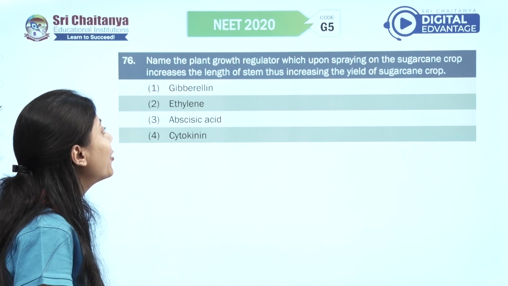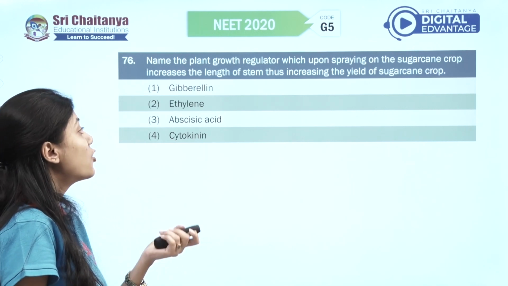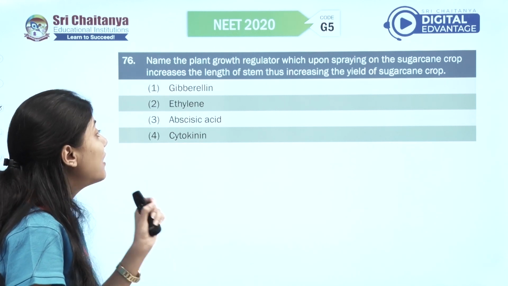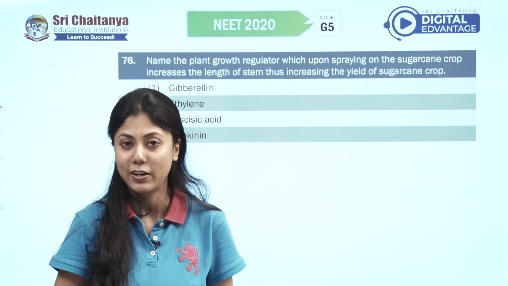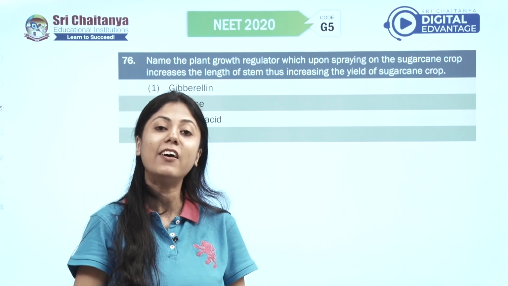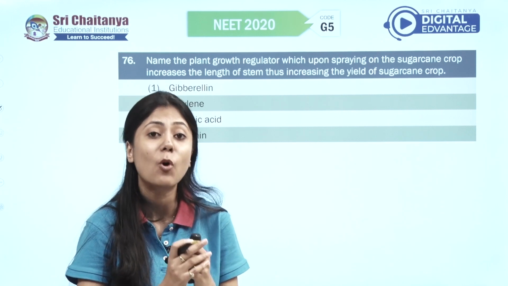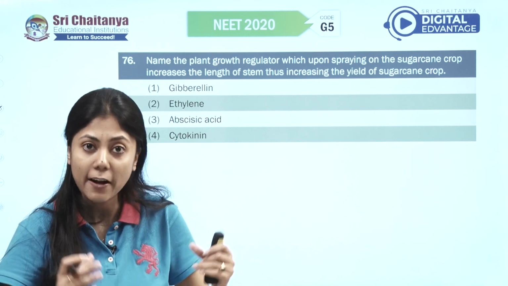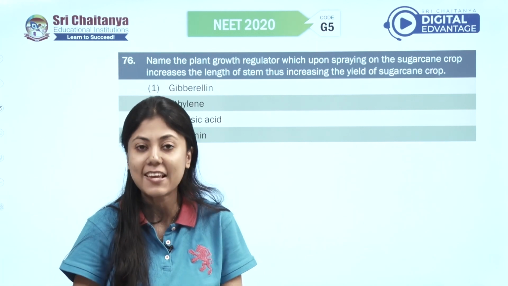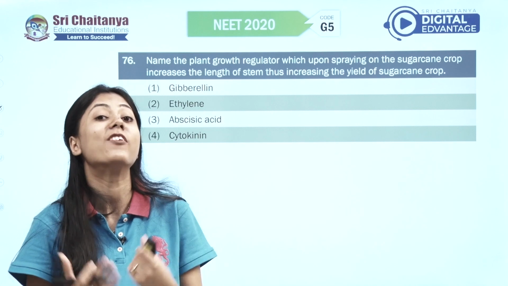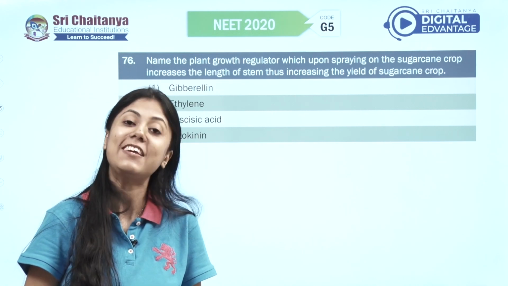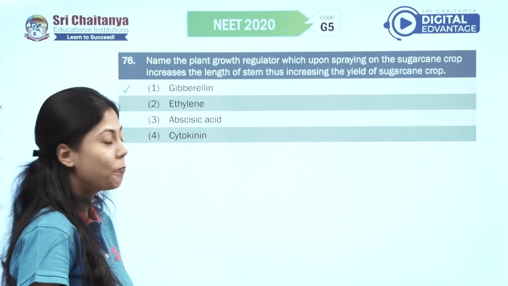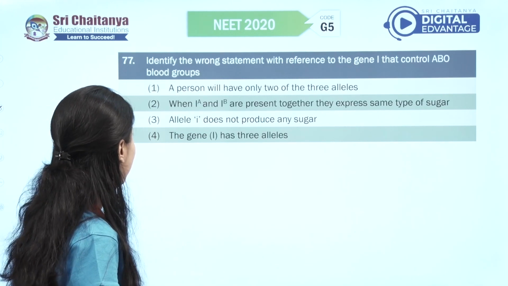Name the plant growth regulator upon which spraying on the sugarcane increases the length of the stem, thus increasing the yield of the sugarcane. So students, here it is referring to a process by which we can increase the internodal distance. Thereby the stem of the sugarcane will increase, and which hormone is responsible for this? Yes, my dear students, it is gibberellin. So the correct answer is gibberellin. Let's move ahead to the next question.